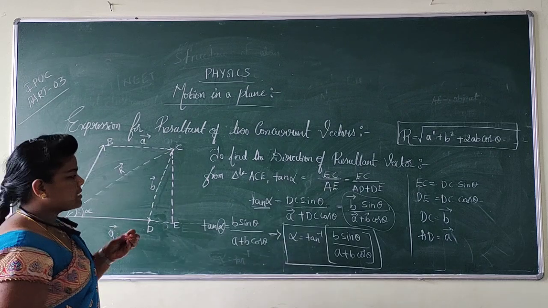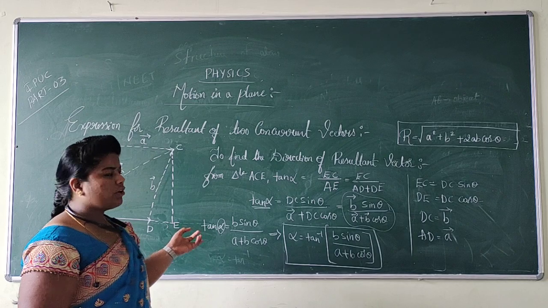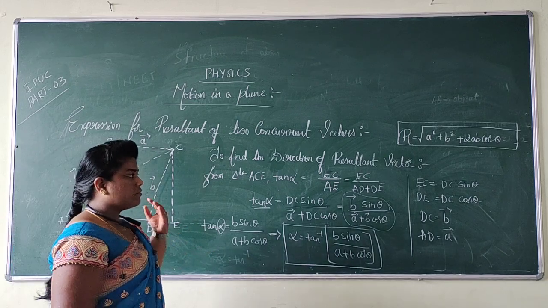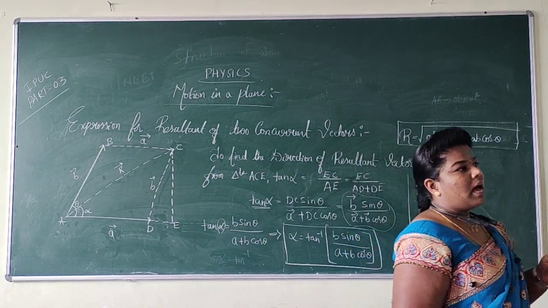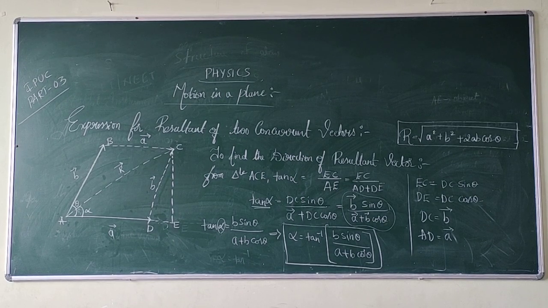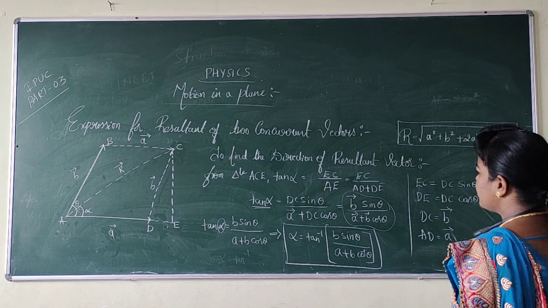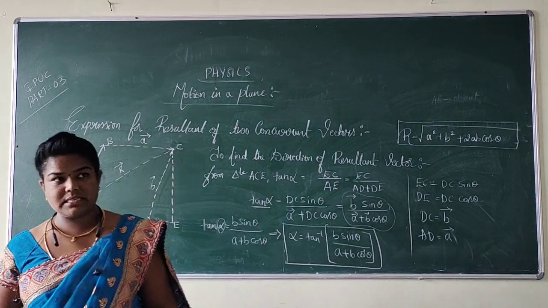Dear students, A and B are these concurrent vectors. Now we are moving towards noting down when the resultant is maximum and when the resultant will become minimum. For that calculation, we have some considerations, that is, we should substitute the value of theta. You can observe that here we have R is equal to square root of A square plus B square plus 2AB cos theta.